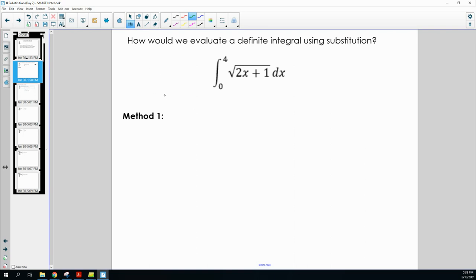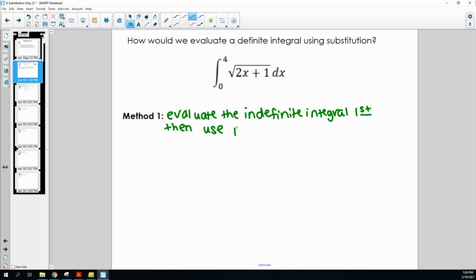So the first method is to evaluate the indefinite integral first, then use the fundamental theorem of calculus part 2. So basically what we've done before: find the antiderivative and then plug in your limits of integration. So let's try this one.